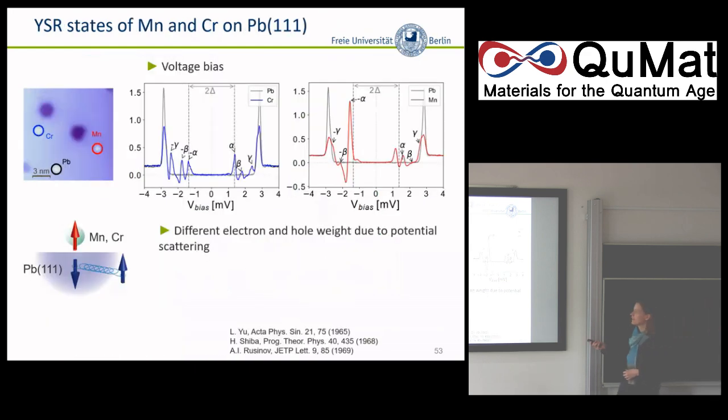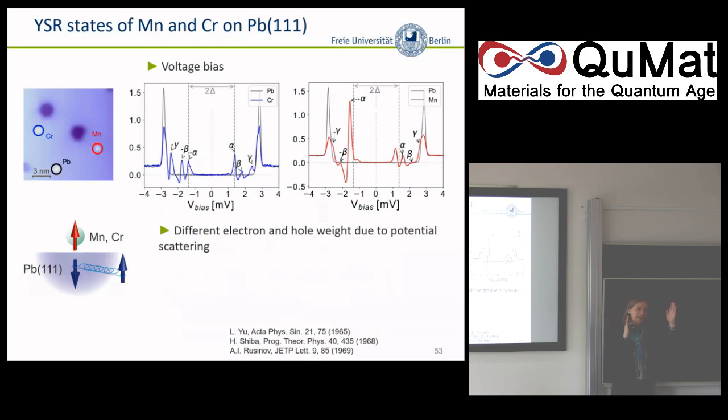Just to prove this, I haven't shown you the manganese and chromium atoms on lead before. These are the two spectra, now not in the Josephson setup, but with the tip far away. We take dI/dV spectroscopy again, and you see that there are states, these Yu-Shiba-Rusinov states.